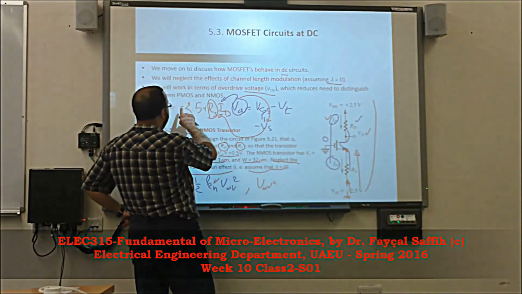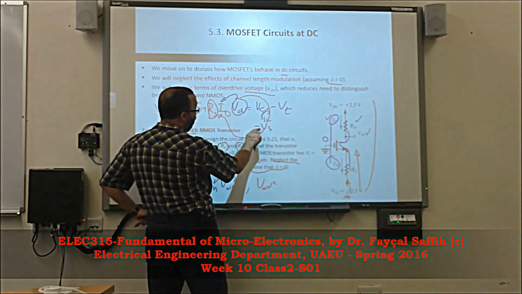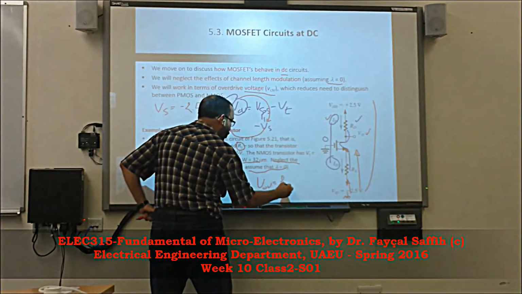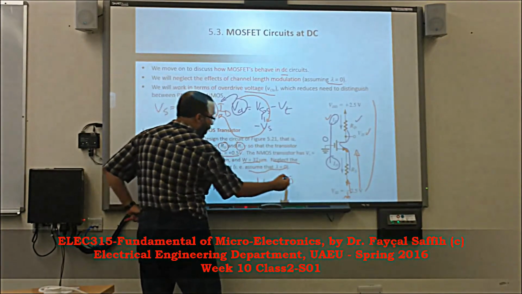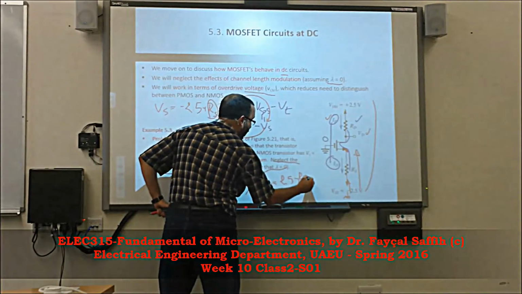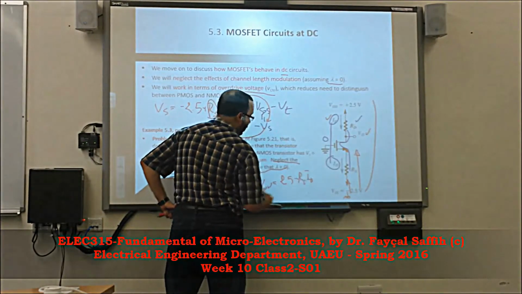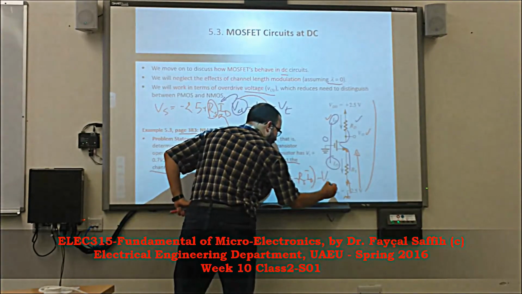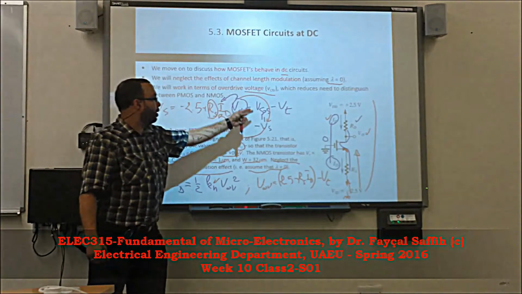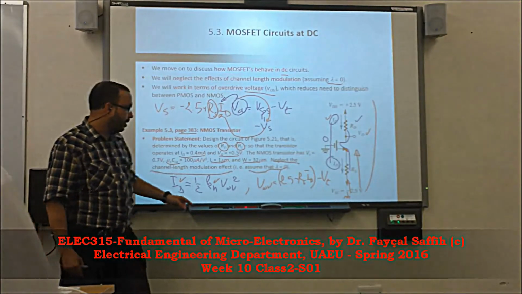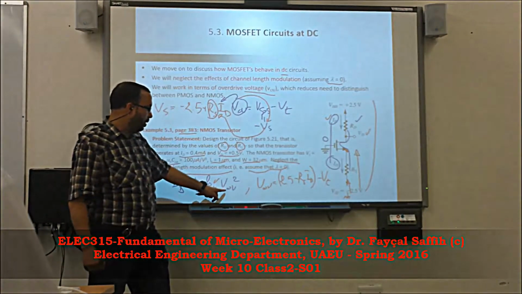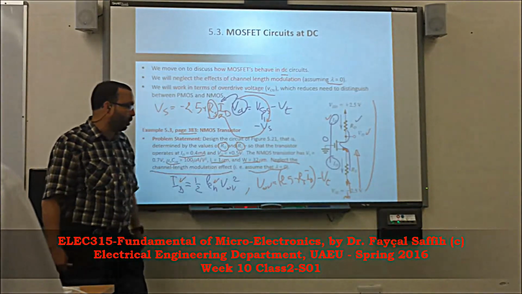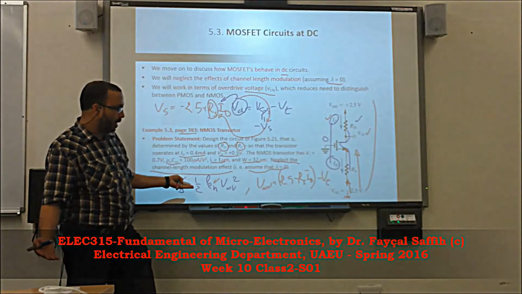V overdrive is nothing but, here we have minus Vs, minus of this. So it will be 2.5 minus RS ID. Yes or no? That's right. Minus VT. Minus VT. That's what we get from these two equations. Excellent. So we have this squared, so we have ID squared on this side. Yes or no?